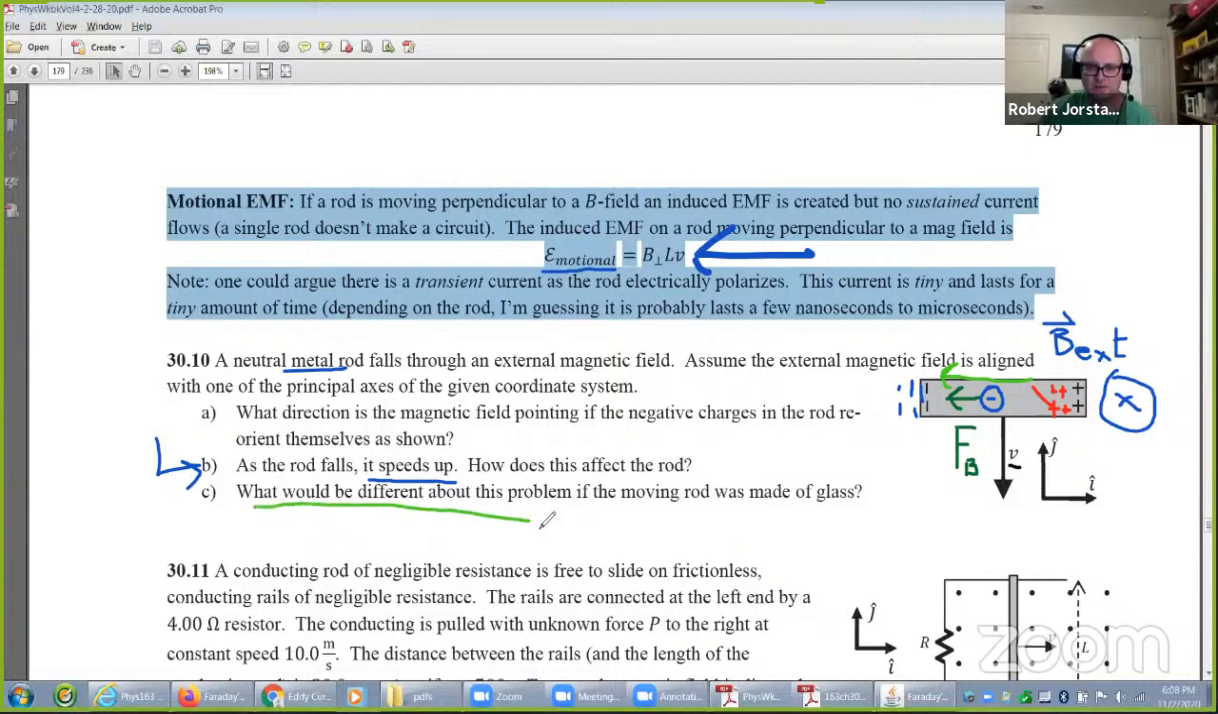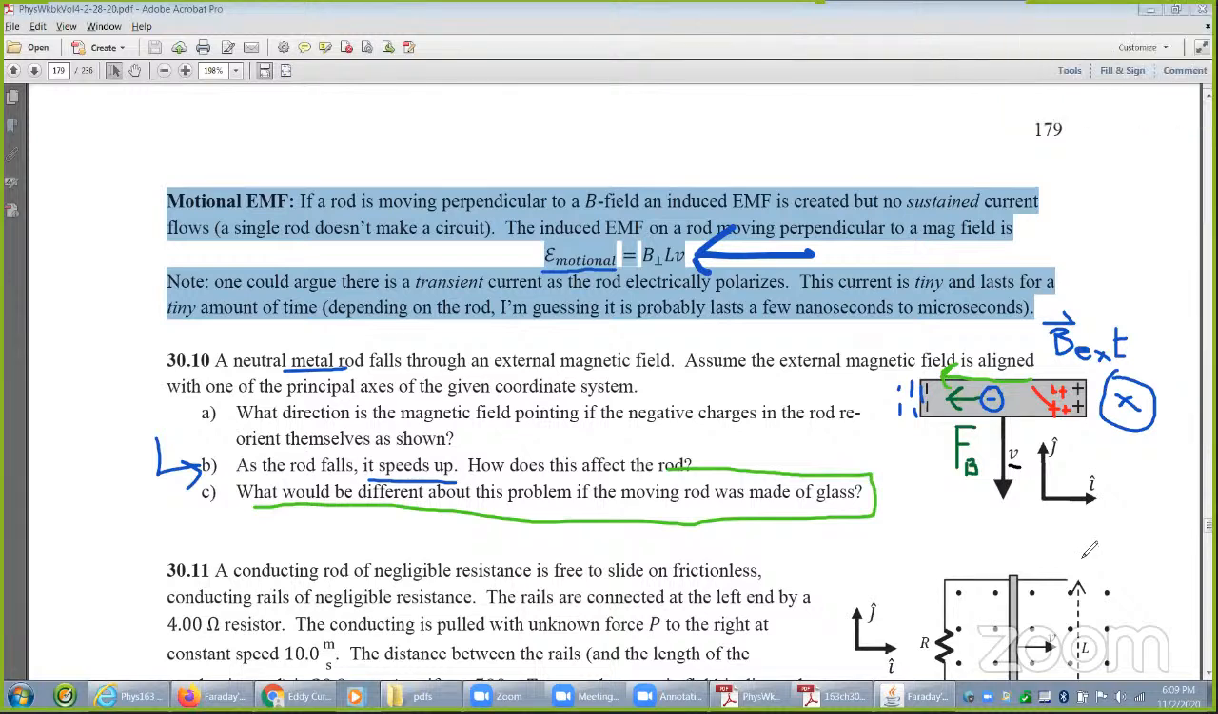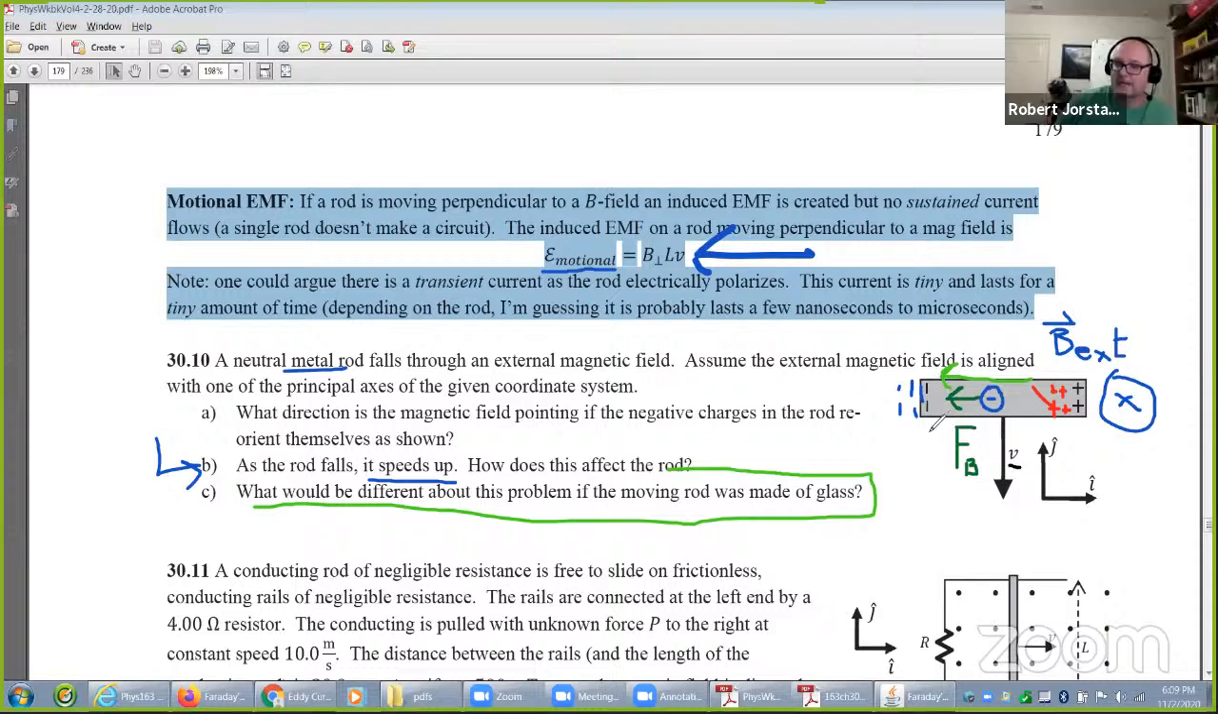What would be different if this problem was a moving rod made of glass? Nothing really. Maybe you would get less charge separation, right? That's one thing, but we'd still expect electrons would pile up on the left side, which would leave an excess of protons on the other side. So if this was made of glass, the same thing would happen, but to a lesser degree, because the glass doesn't conduct as well. The electrons are not as free to move. But you could drop any piece of material in the world.